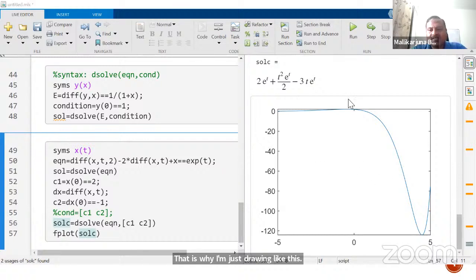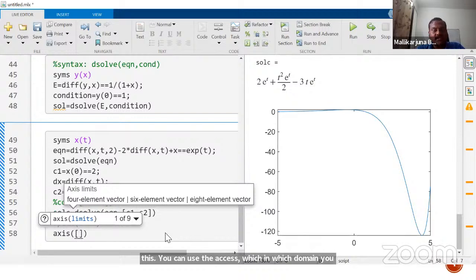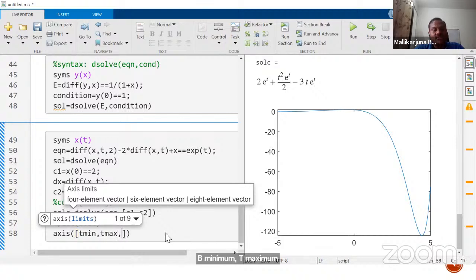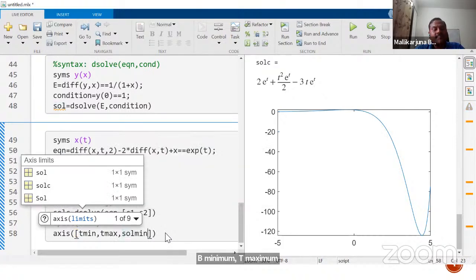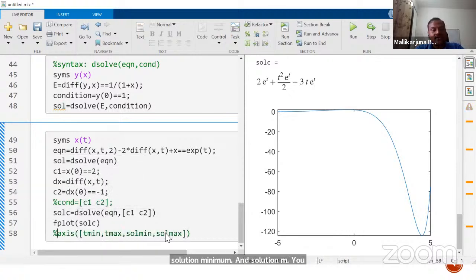So this is the function plot, the graph of the solution, how you can draw. Then afterwards, in whatever domain you want, you can use the axis like this. You can use the axis in which domain you are expecting, T minimum, T maximum, then accordingly the solution minimum and solution maximum. You type whichever you want, in which domain you are expecting the solution, accordingly you restrict it. So this is a function plot.